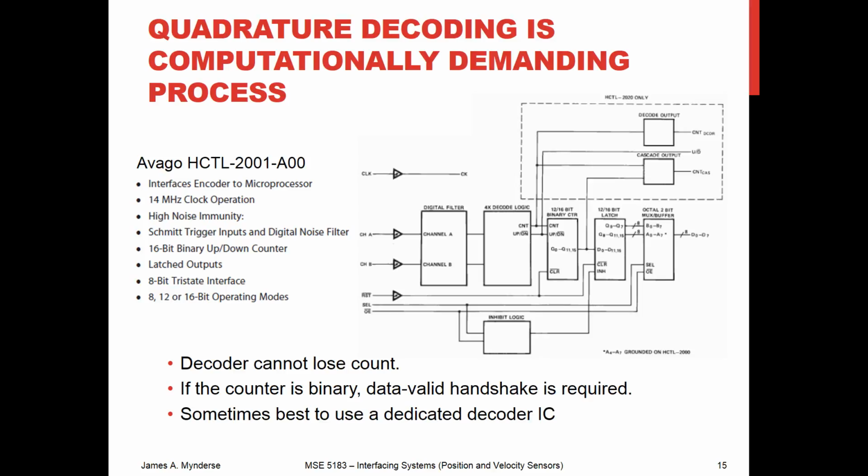So what's shown here is, again, an Avago product, just because they gave us some free stuff. And in this particular one, this is a standalone IC. It takes the A and B channels, it cleans them up with a Schmidt trigger input, and it counts up until it has a position for you. And so you can read that output position in what they call a tri-state interface, which just means that it's got an 8-bit reading, and you can specify whether you're going to read 8 bits, 12 bits, or 16 bits.